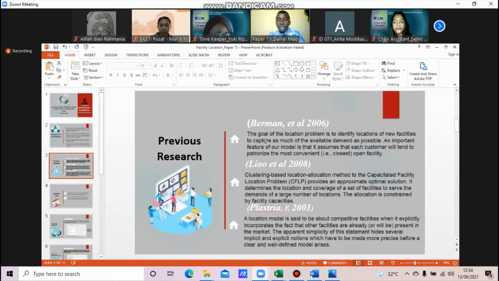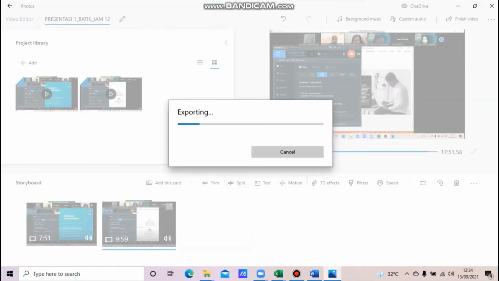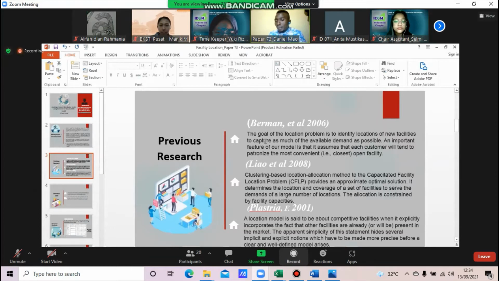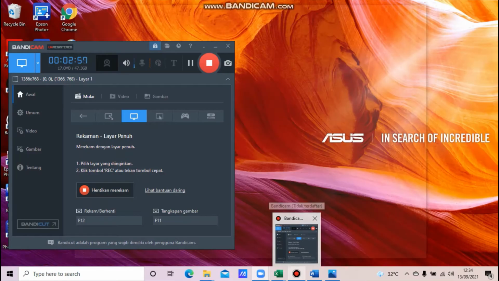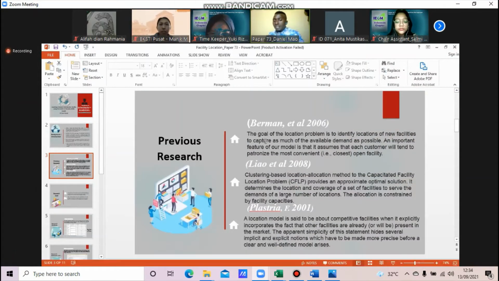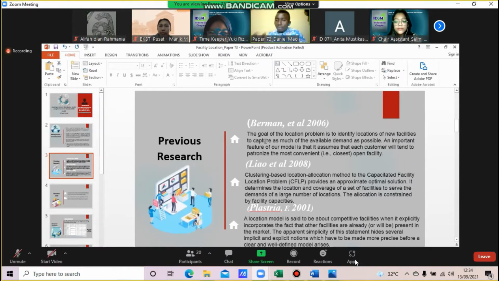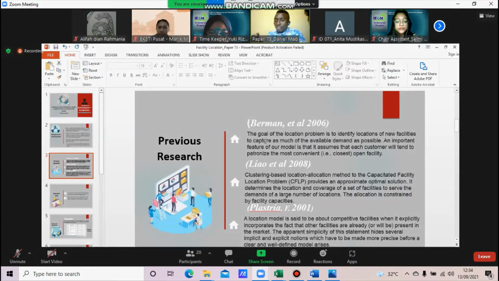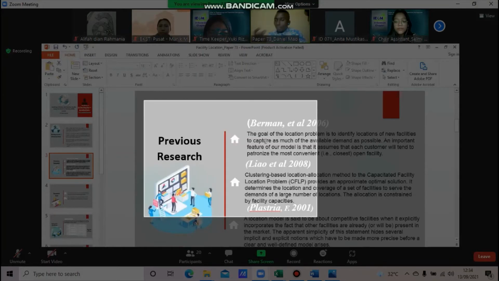Taking Lio 2008, it describes a clustering-based location-allocation method. The capacitated facility location problem, the CFLP, provides an approximately optimal solution. It determines the location and coverage of a set of facilities to serve the demands of a large number of locations. This allocation is constrained by facility capacities.